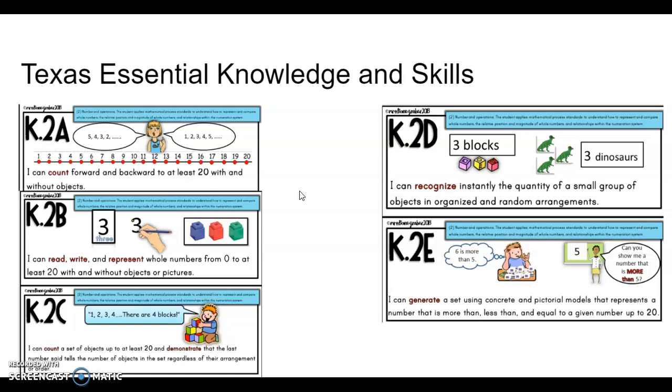Counting forward and backward to at least 20, but this week we're only going to 10, with and without objects. Read, write, and represent numbers from 0 to at least 20 with and without objects or pictures. Counting a set of objects up to at least 20. Recognizing instantly the quantity or amount of a small group of objects in organized, 3 blocks, and random arrangements, or 3 dinosaurs. And generating a set using concrete and pictorial models. That just means concrete would be something you can hold in your hand, and pictorial would mean a picture.